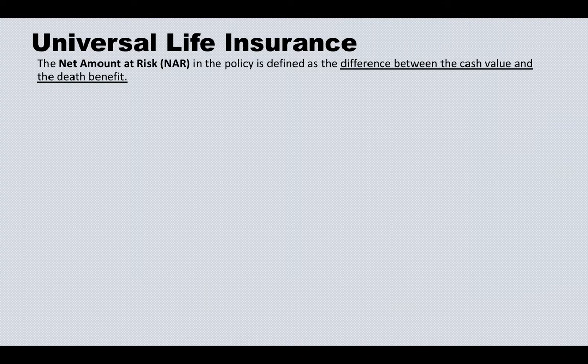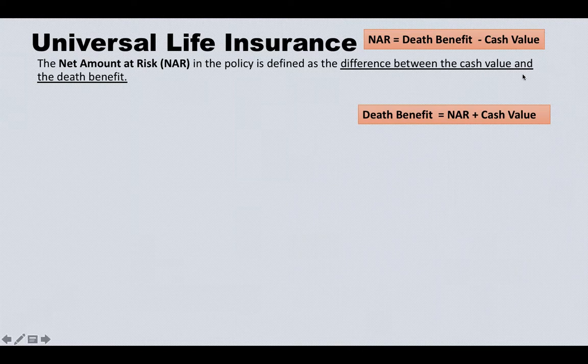So here I'm going to talk about those two different options in universal life insurance. Before we talk about that, what is it called? The net amount at risk, NAR. Net amount at risk is defined as the difference between the death benefit and the cash value. So net amount at risk is equal to death benefit minus cash value. Then you can see a death benefit is equal to net amount at risk plus cash value.